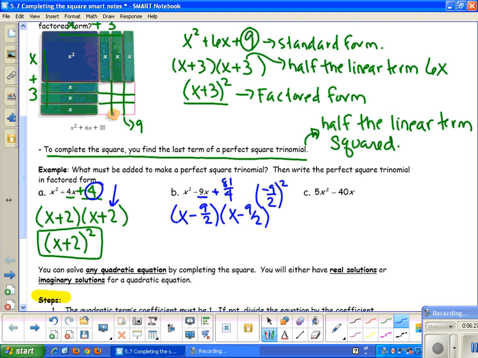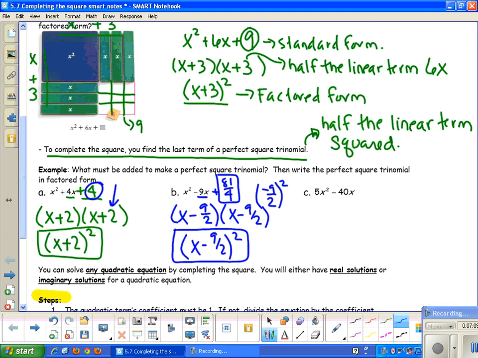And if you do FOIL this out, you would get 9 halves x and 9 halves x. So if you have negative 9 halves x minus 9 halves x, I'm going to write that out. Well, you need a common denominator in order to add them, so this gives you negative 18 halves x, and negative 18 halves x is really equal to negative 9x. So notice that if I were to FOIL that out, I would get that middle term that I had before. So then this would be x minus 9 halves quantity squared. So this would be my factored form, and this completed my square.